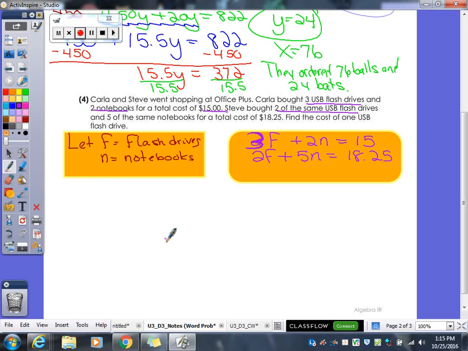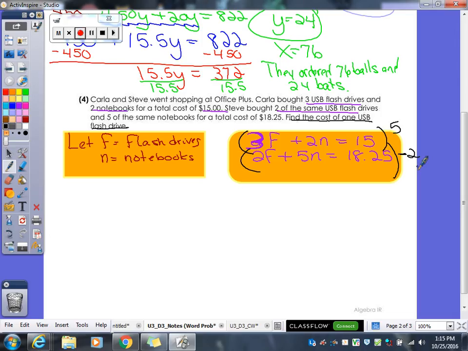All right, now, this one's too hard to do substitution method. We could try to make one F equal or N equal, but elimination method is just so much easier on this one. So to eliminate, you could either get rid of the F's or the N's. But if we go back to our problem, it says find the cost of 1 flash drive. Did they ask about the notebook? No. So the easier thing would be to get rid of the N's so that you solve for the F's. So to eliminate the N's, I would multiply the top by 5 and the bottom by negative 2. Now you can put the negative either place. I just chose to put it on the bottom.